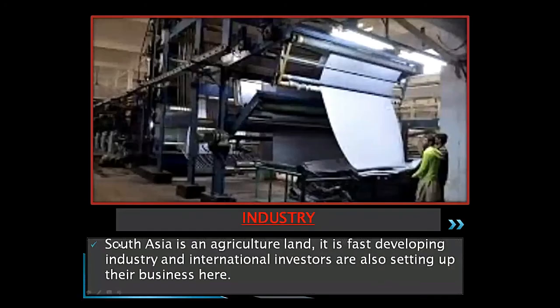Industry. South Asia is mainly an agricultural land. It is fast developing in industry as well. Local investors run many of these industries, while international investors are also setting up their business here.